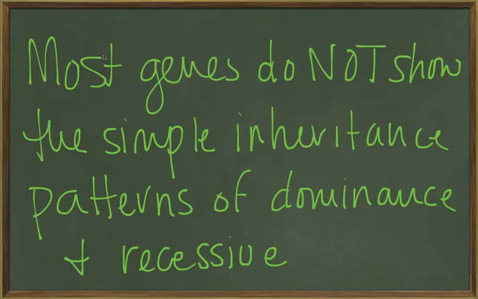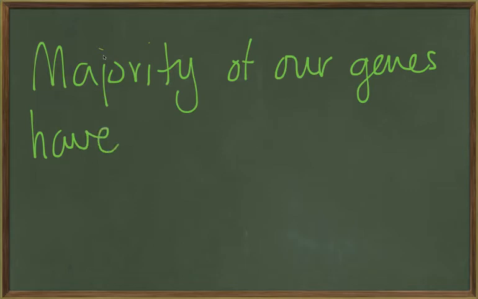But when you're talking about a lot of the other traits that you exhibit, they're not all that clear-cut and simple. There is a lot of gray area. So most of our genes that make you and make me who we are are not all clear-cut dominant and recessive, and that's the end of the story. A lot of them have a lot of wiggle room in that. So the majority of our genes have more than 2 alleles.